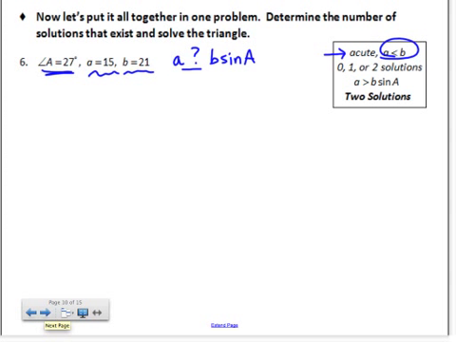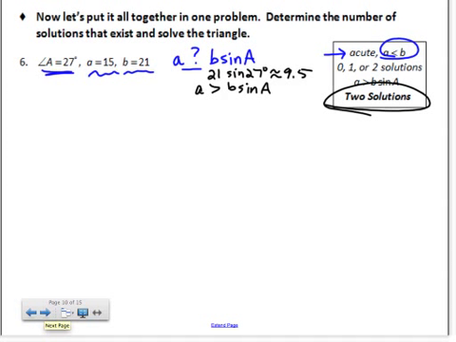So it turns out that when I do B sine A, this is going to be 21 times the sine of 27, which is about 9.5. And so A is bigger than B sine A. Okay, if A is bigger, we have the swinging door. So we have two solutions. Okay? All right. There are 2 slides here, so we're going to do this set and go through that and then do one triangle and do the other. Okay? All right.